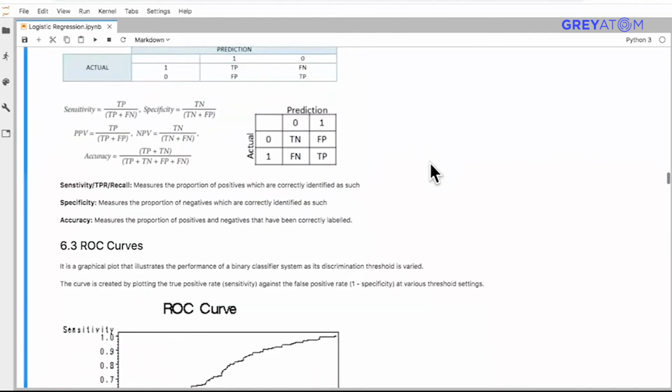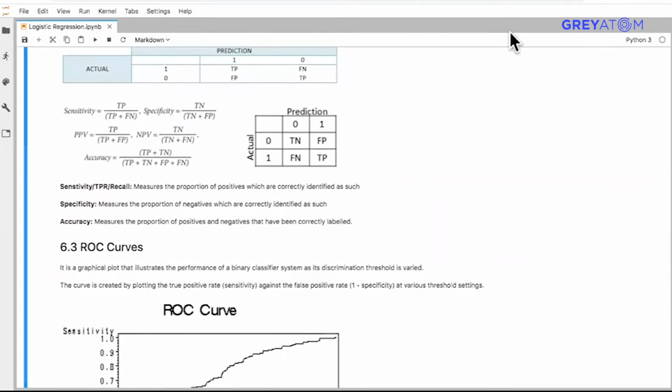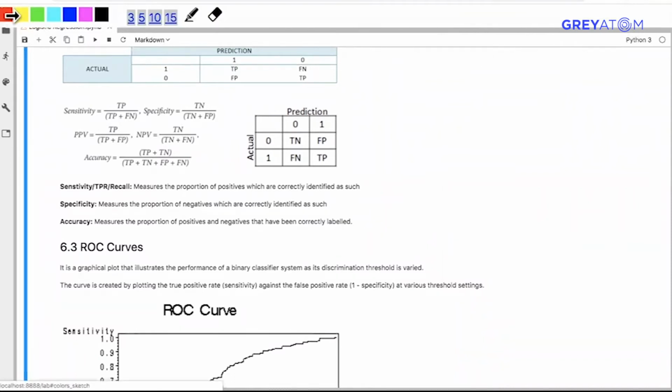So just look at this box right here, guys. You don't need to look somewhere else. Just focus on this box, and let me show you. This box right here is a confusion matrix. It has an actual label and a prediction label.